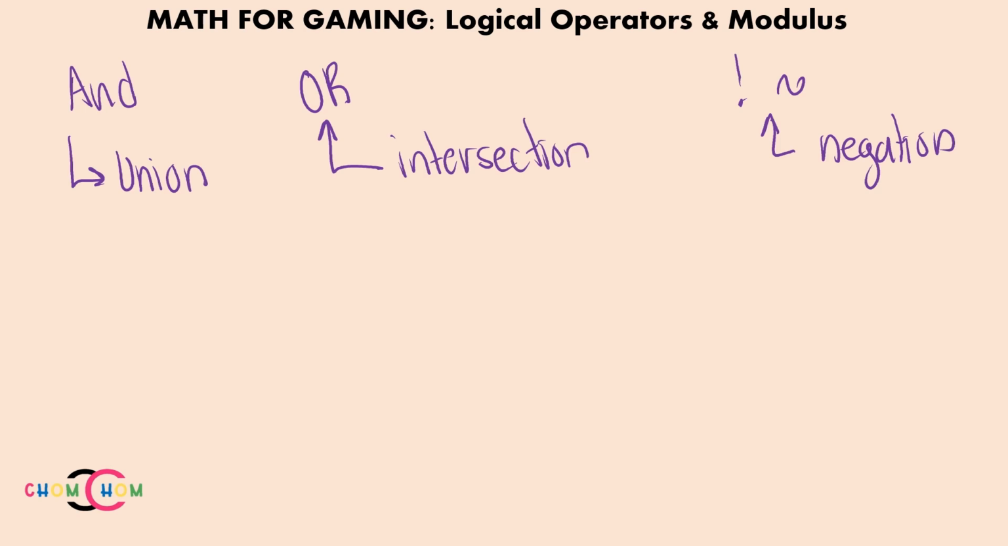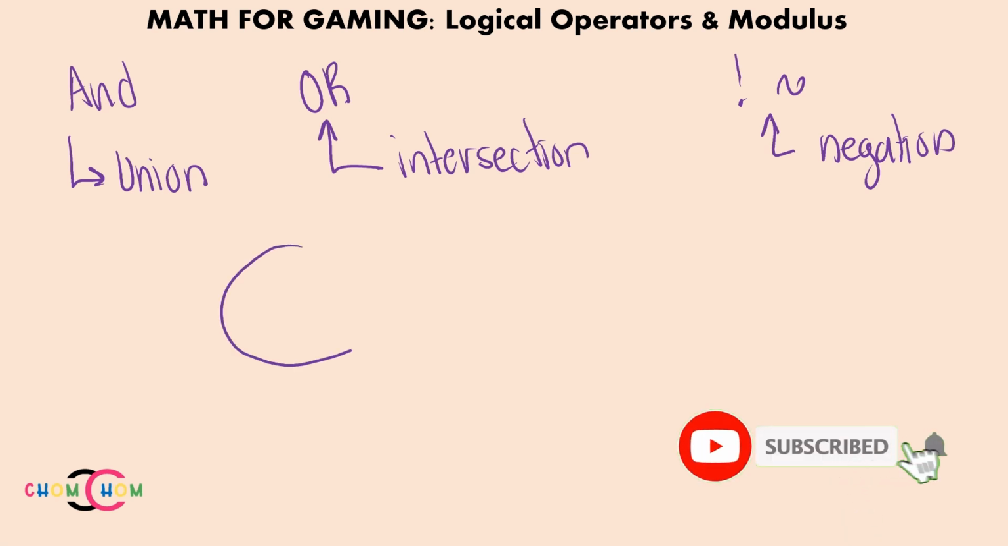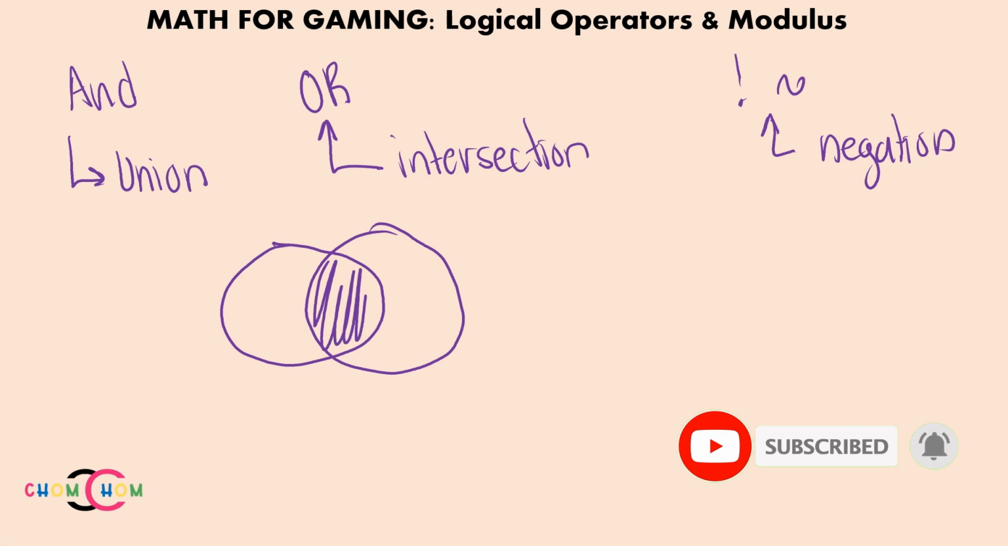So next we have intersection. Intersection is very similar to union, but it's "or." By "or," it means it has to be in both. So it has to be the spot where these two groups intersect.